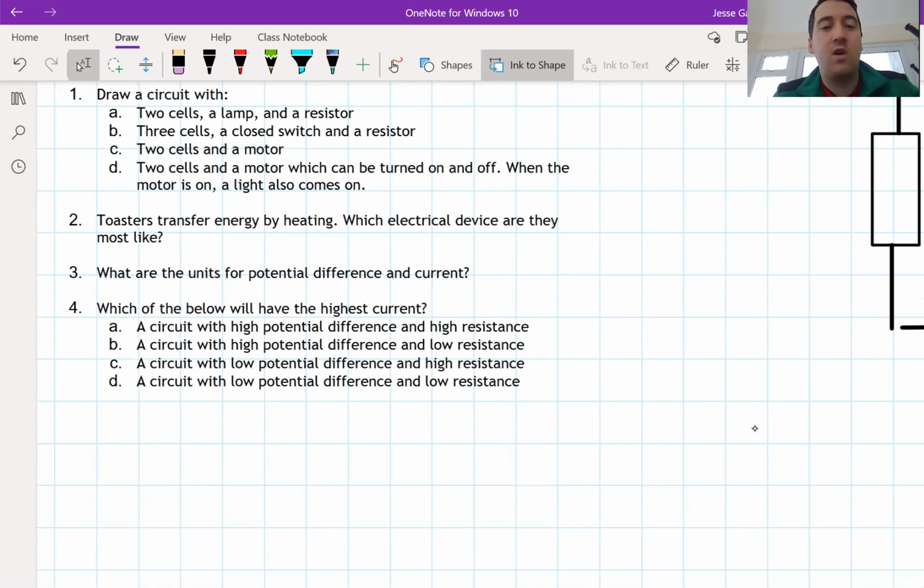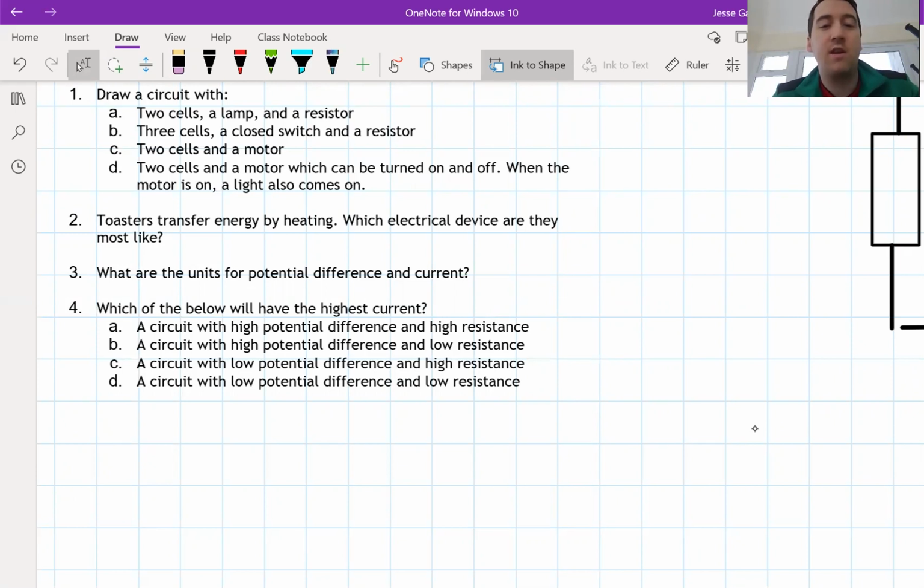Okay, so question 2: toasters transfer energy by heating. Which electrical device are they most like? Well, out of the ones we've studied today, they are most like a resistor, because resistors transfer by heating. So toasters contain resistors. Well done, if you said that.